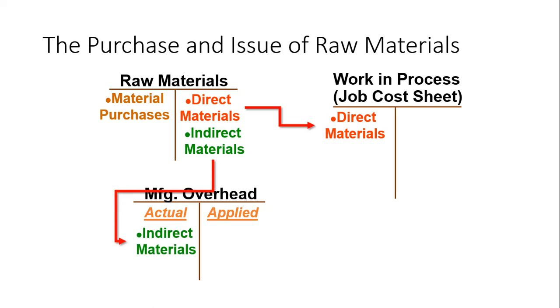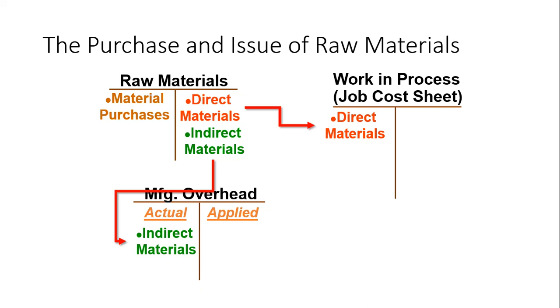So the second item of the raw material, we have indirect material, because indirect material we include under manufacturing overhead, and we put in the debit side, which is actual indirect material.